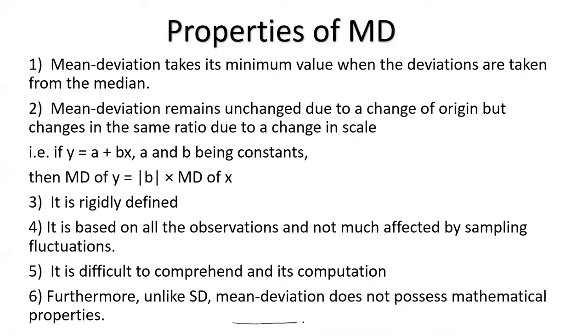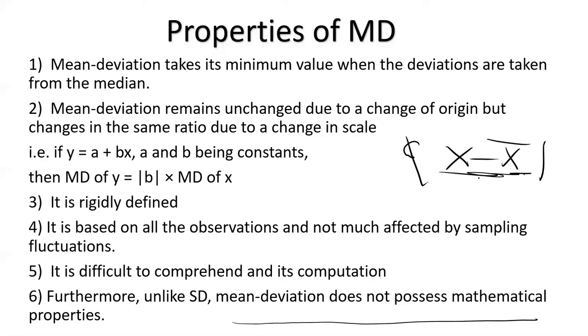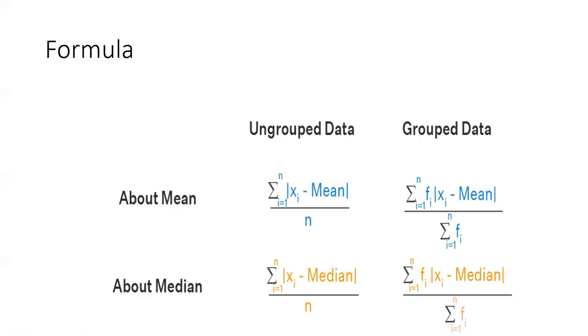The mean deviation does not possess such mathematical properties like standard deviation, because generally what we do is eliminate the signs. Here the sign is basically used in x minus x bar, and the negative sign will be converted to positive, so the signs will not be considered. That was the biggest drawback of mean deviation, for which the standard deviation came to overcome this weakness.